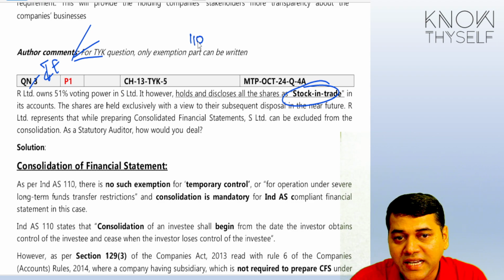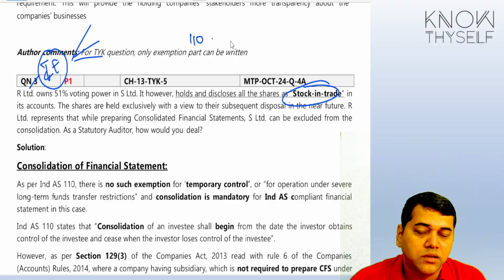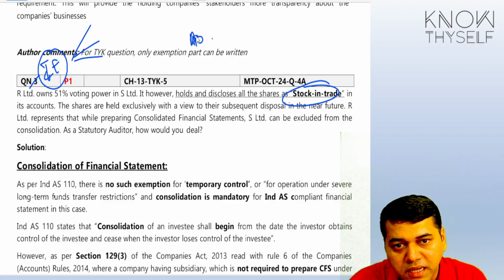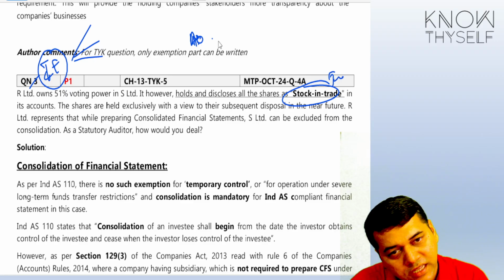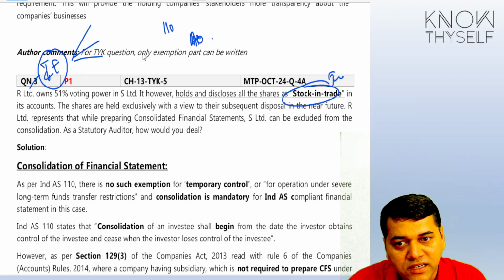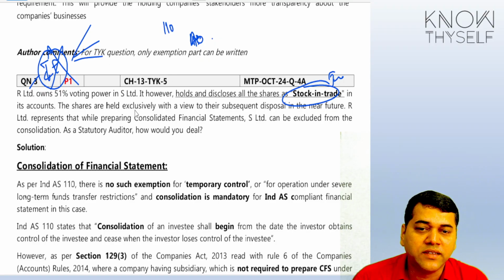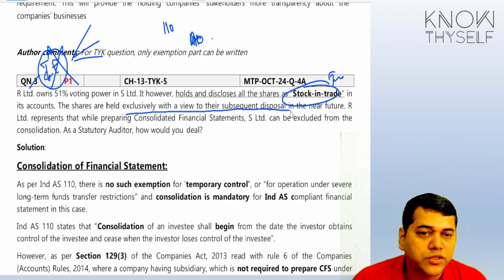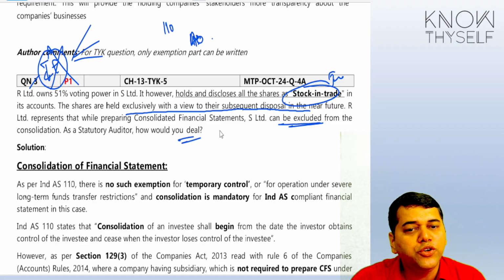If Ind AS 110 is applicable and if it happens to be an investment entity, yes, we will give exemption. But if accounting standard is applicable and this is temporary, stock in trade, then also we will give exemption. But if you are following Ind AS 110, but you are not an investment entity, you have to consolidate. The shares are held exclusively with a view to subsequent disposal. Now, R Limited represents that CFS can be excluded. How would you deal now?